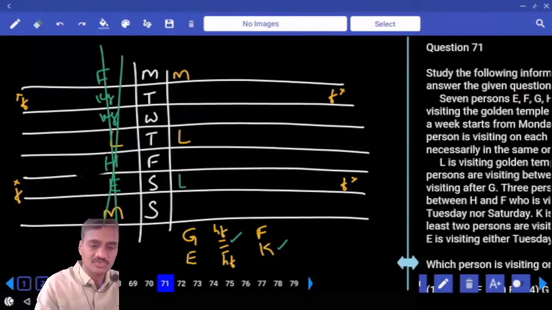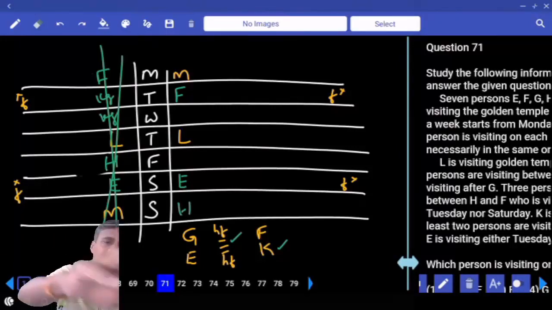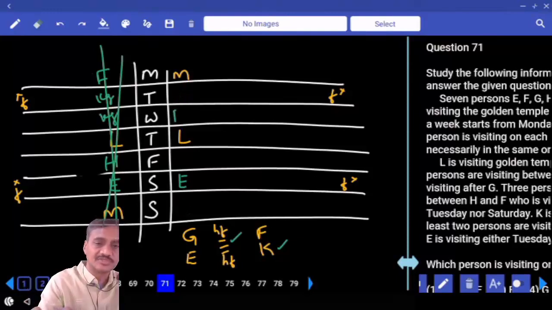If E is not on Tuesday, E must be on Saturday. If E is on Saturday, H or F must be here. Hence F is here and H will be here. 3 in between H and F. Is it possible here? No. And anyhow, F cannot be on Tuesday again. As F cannot be on Tuesday, where should this F be? F must be on Wednesday.